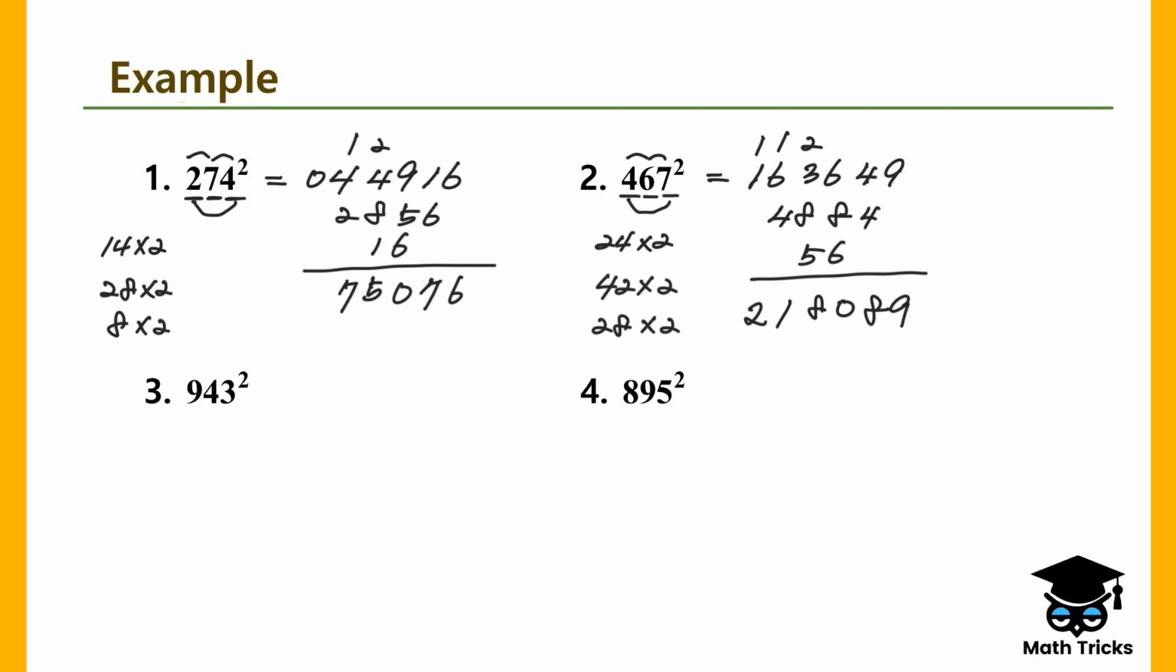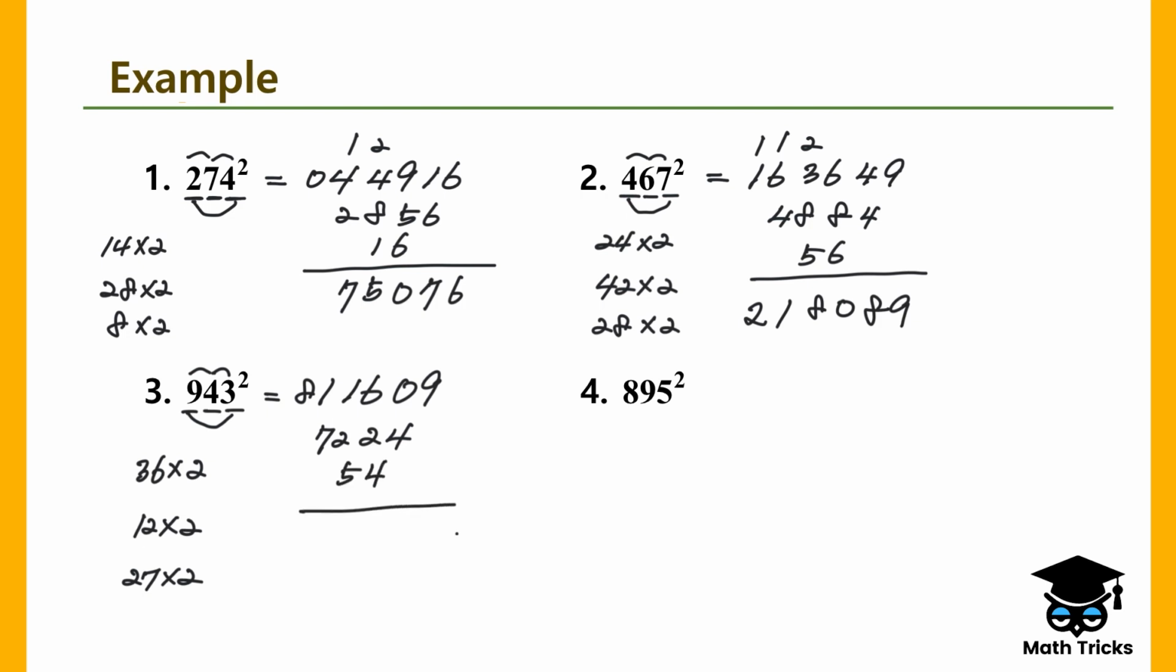Number 3, we have 943 squared. So that is equal to 9 squared 81, 4 squared 16, 3 squared 9, 9 times 4, that's 36. 36 times 2, that's 72. 4 times 3, 12. So 24. 9 times 3, 27 times 2, 54. So 9, 4, 2, that's 12. 1, 1, 2, 5, that's 7, 8, 9. 1, 7, 8, 8. So the answer is 889249.